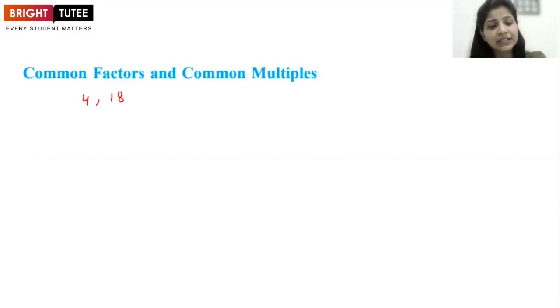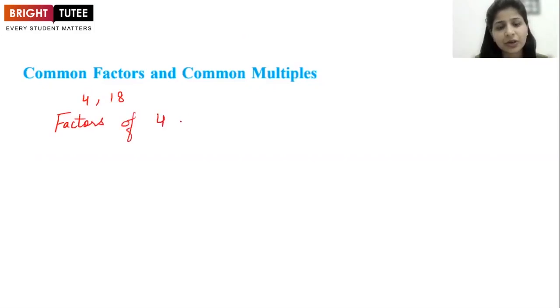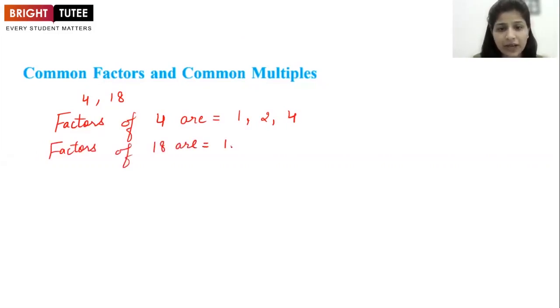If these are the two numbers, let us write down the factors of 4 first. What will be the factors of 4? We know it will be 1, 2 and 4. Let's write the factors of 18. So factors of 18 are, if we start writing from 1, 2 is there, 3 is there, then 6 is there, 9 is there and 18 is there. So these are the factors of 18.